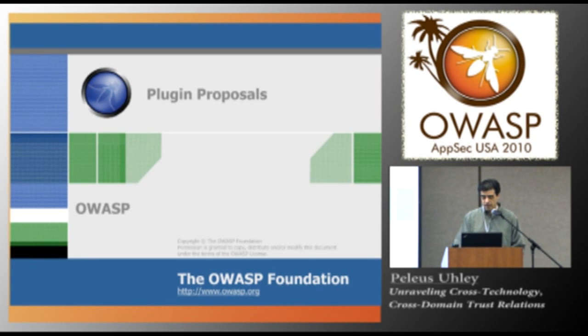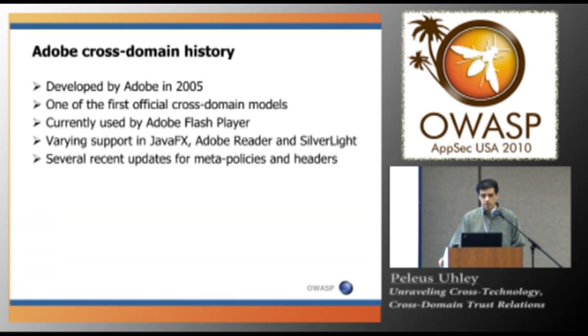Plugins have also been making advancements within their cross-domain models. I talked yesterday about Adobe's cross-domain model. It's been around since 2005. We tweaked it around 2008, 2009 to add a few more controls to it. But basically, it's a cross-domain.xml file that's hosted in the root directory of the server.